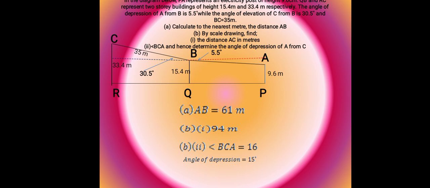Now, if you draw the diagram to scale, factoring everything you have been given, you will find that AB is 61 meters, the distance AC is 94 meters, and the angle BCA is 16 degrees.